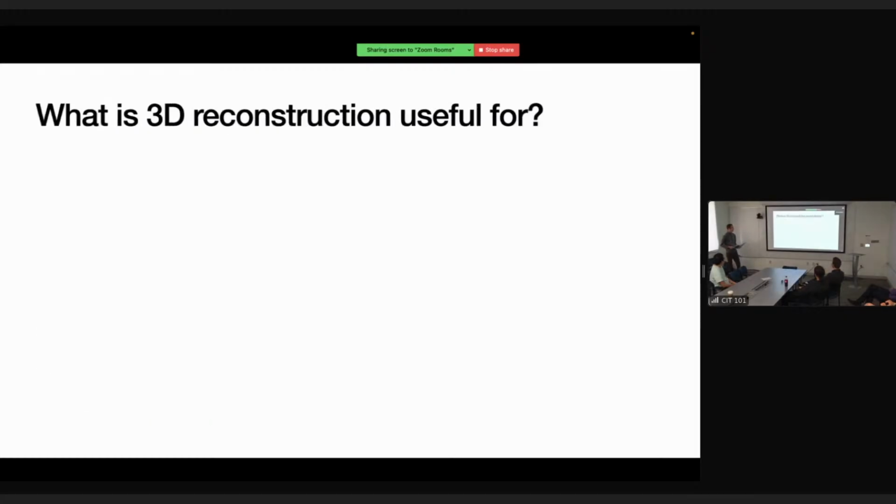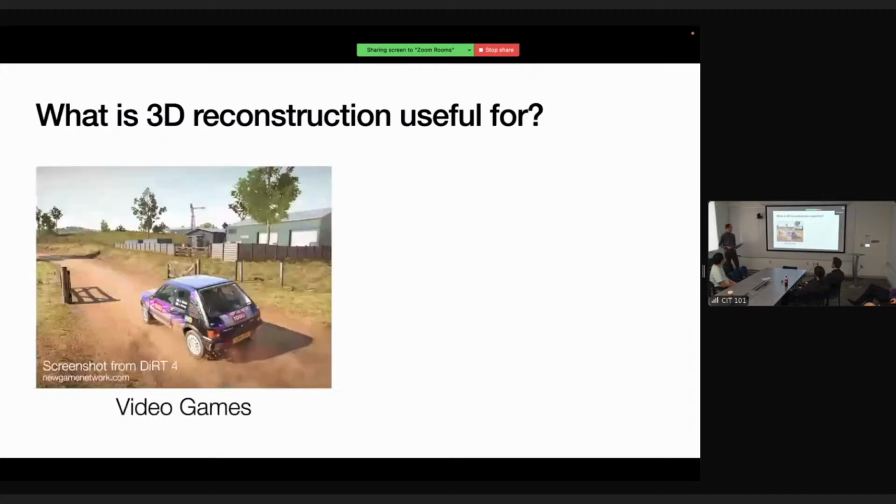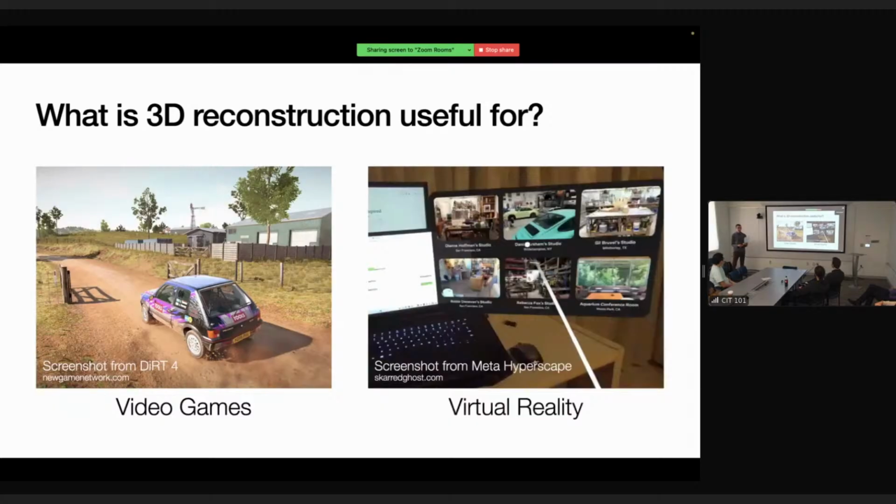Okay, so what might this be useful for? Maybe video game assets. If you could take cars for a car racing game and just scan them, put them in the video game, and the mesh quality were actually really good, that would be quite convenient. Same thing for virtual reality. For VR, you want environments that you can stand in and move around. And if you could just scan them instead of having to build them by hand, model them, that would be great. So this is what people often cite as the use cases for 3D reconstruction.